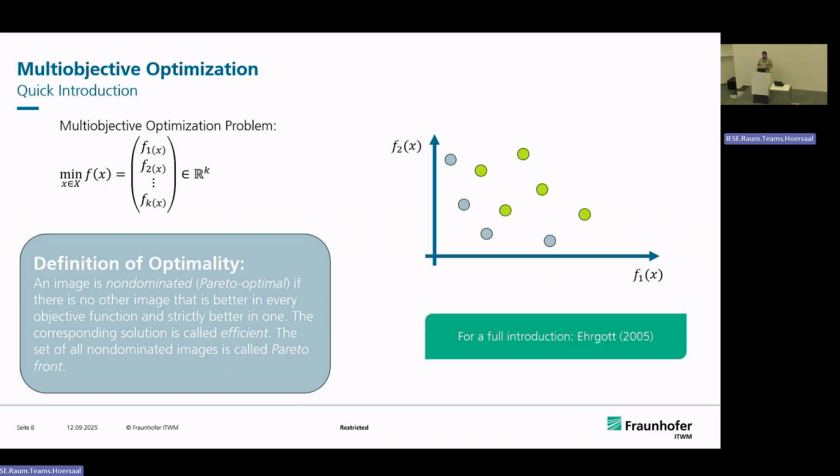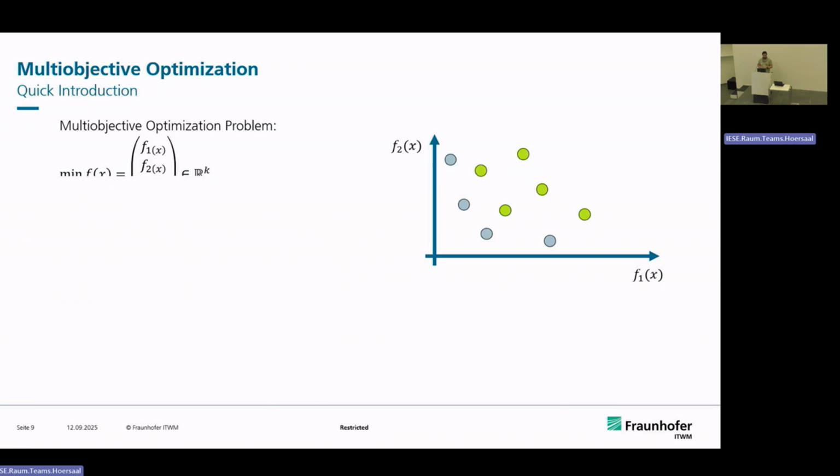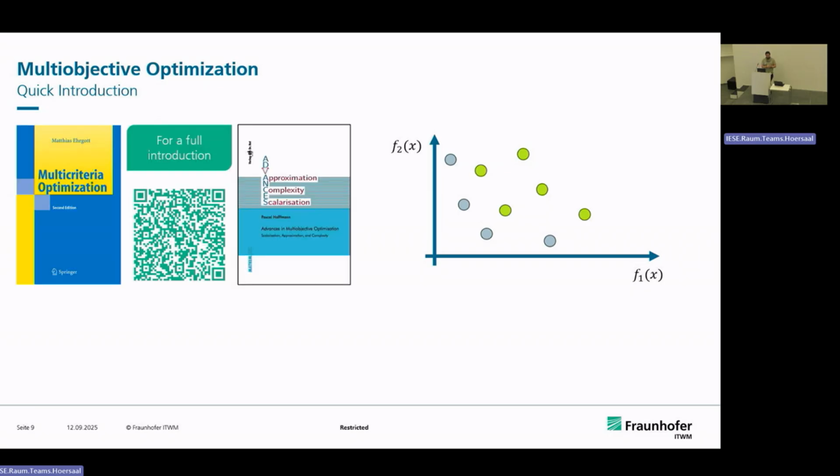For a full introduction, you can look at the following work by Matthias Ehrgott, the book Multi-Criteria Optimization. It's not for free, but I've heard that there is an Iranian page somewhere that provides you with the PDF. If you don't want to go to this gray zone of legal activities, you can also take a look at my thesis. There's the QR code. There I also provide a quick introduction into multi-objective optimization.